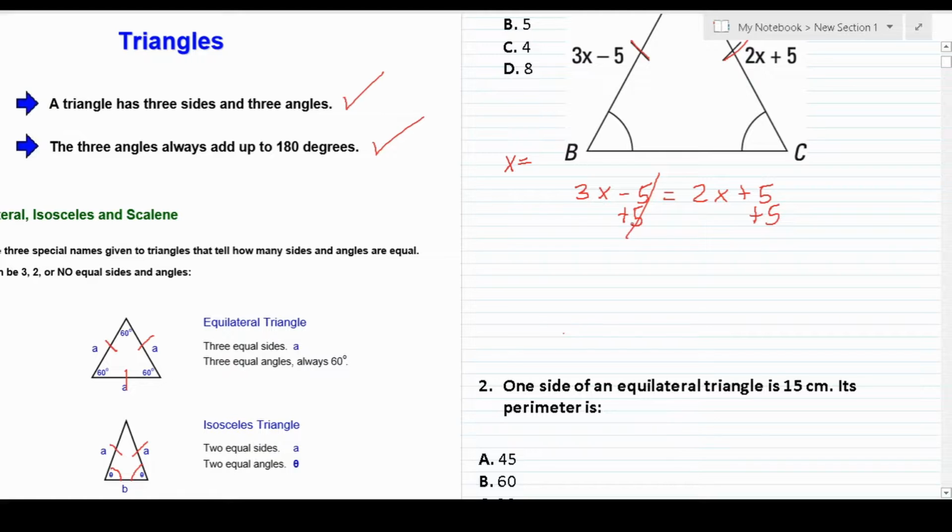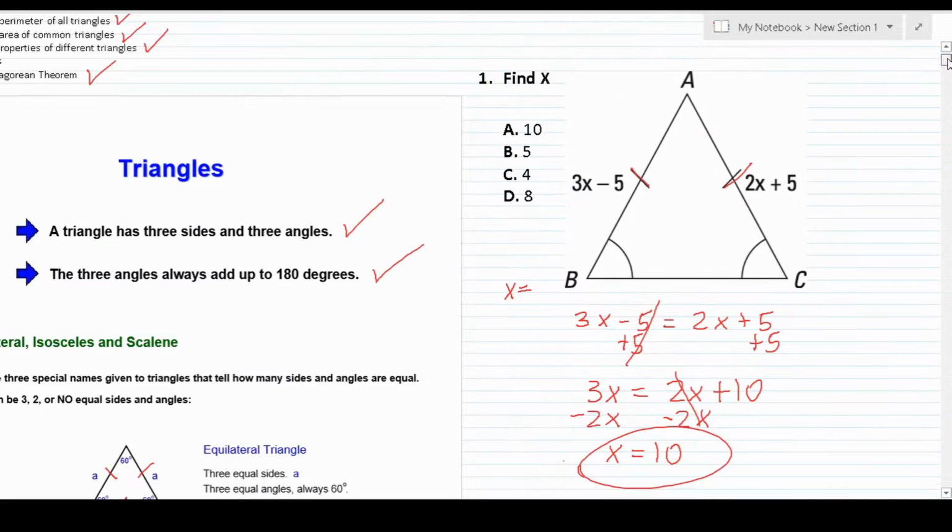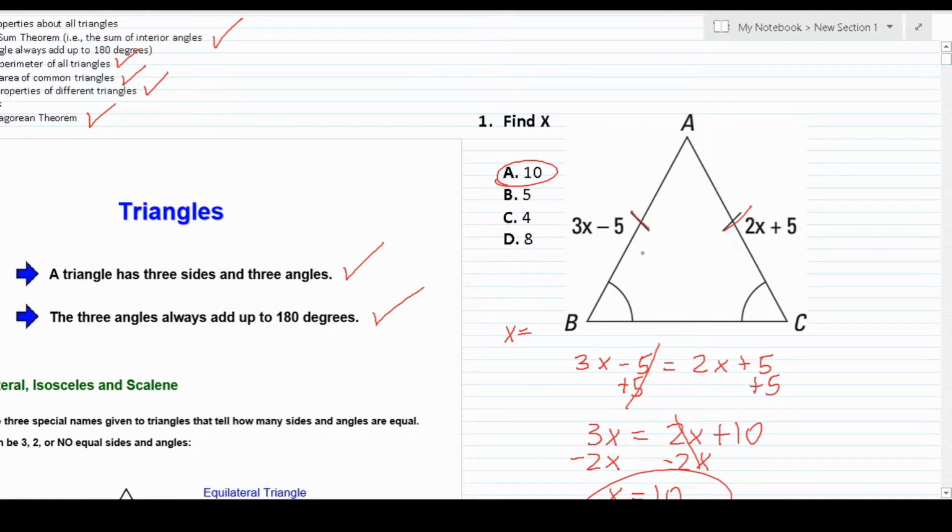So negative 5 plus 5 crosses out. That leaves you with just 3x on this side equals 2x, 5 plus 5 is 10. Now we're going to move 2x to this other side where the other x is by subtraction. This is going to cross out, leaving you with 2x minus 2x, which is just nothing. 3x minus 2x is just x, leaving you with just 10. So as we can see, in this case, x is equal to 10. Again, that tested your knowledge of the fact that these two sides are equal.